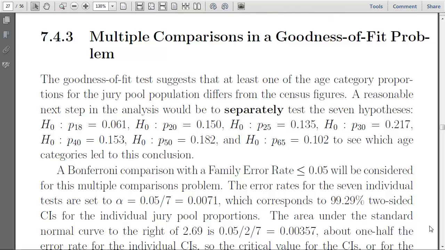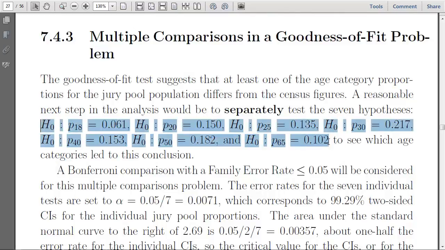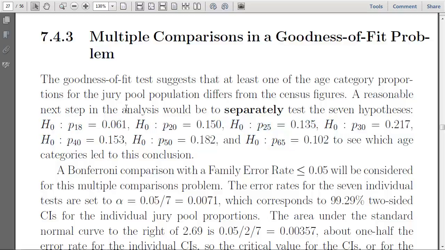Okay? So the same thing here in chapter 7. We have a null hypothesis that there were 7 different proportions that were simultaneously all equal to a specific value. Well, we rejected that hypothesis. So now the question is, which proportions were different? You know, there might have been 1 of these or 2 of these or all 7. And so now we want to separately test each of these hypotheses.